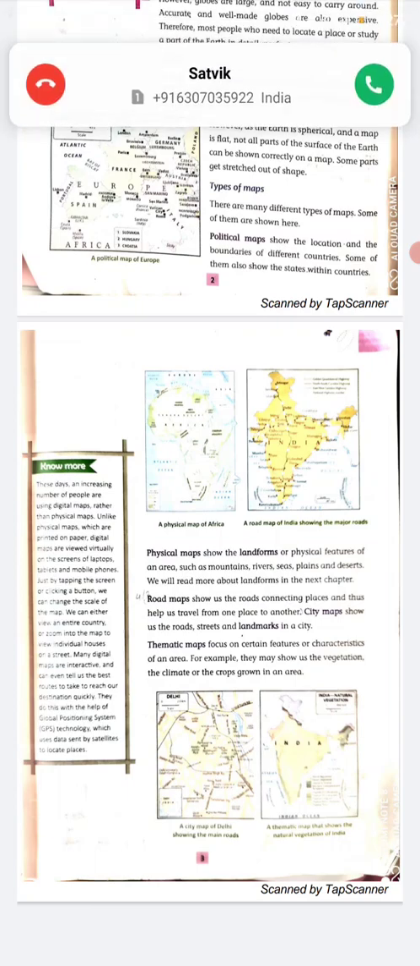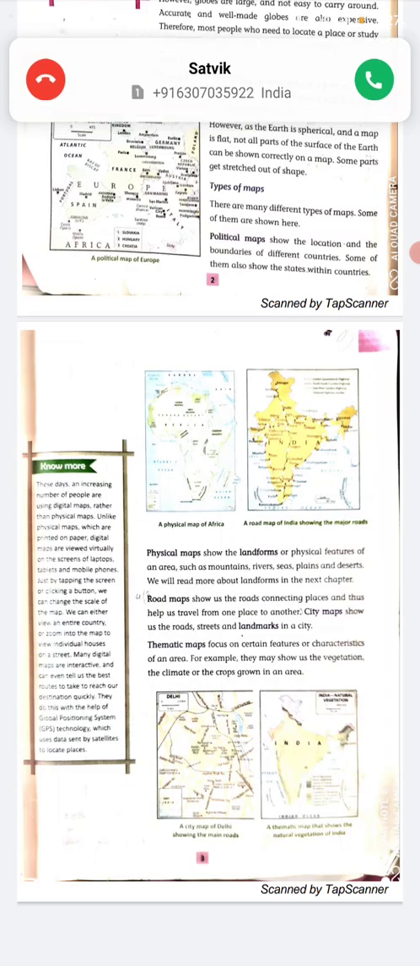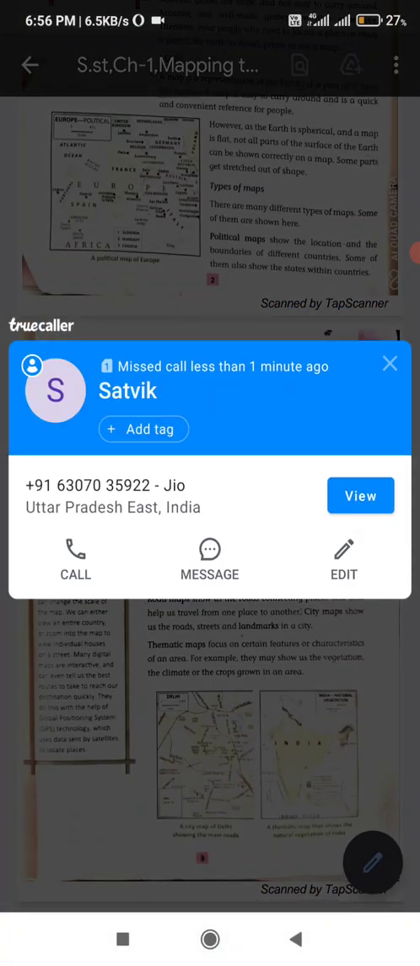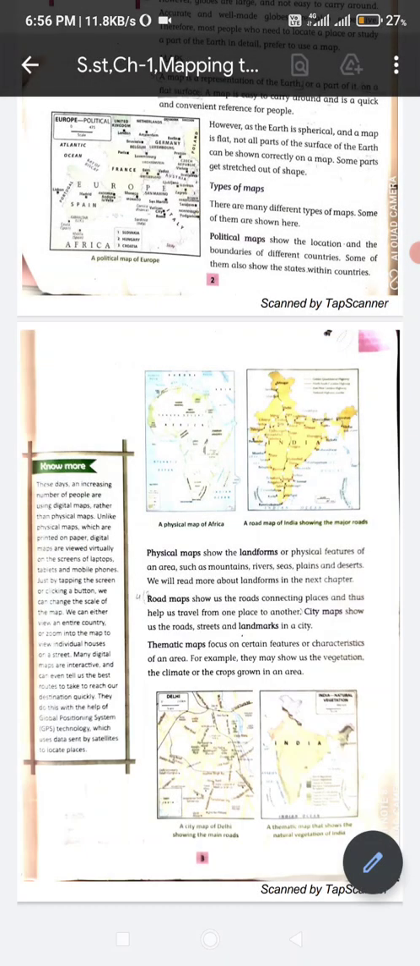First, title. It tells you which area is covered by the map and what type of map it is. The title explains what type of map it is and which area is covered by this map. We can know this with the help of the title on a map.